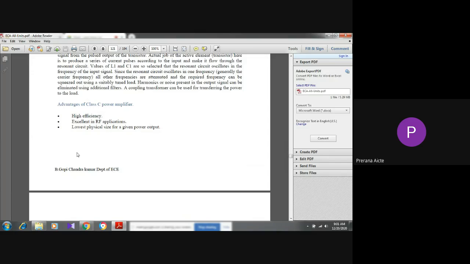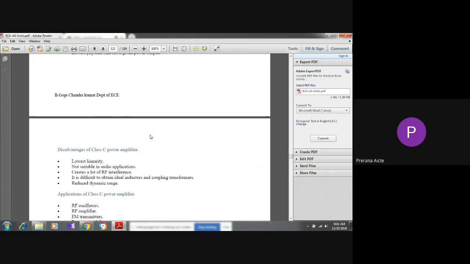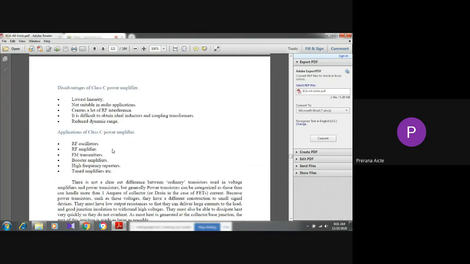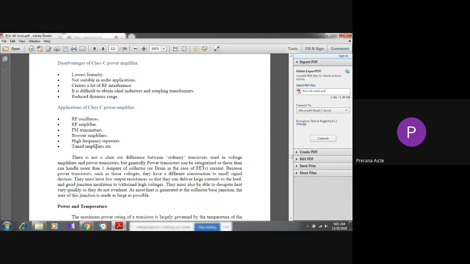And these are the advantages: high efficiency, excellent in radio frequency applications where physical size is a concern for a given power output, and then the disadvantages and applications. So note down these points. All of you note down these points: applications, disadvantages, and also advantages.